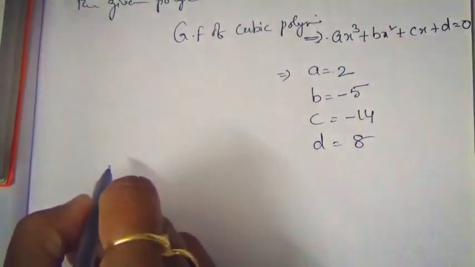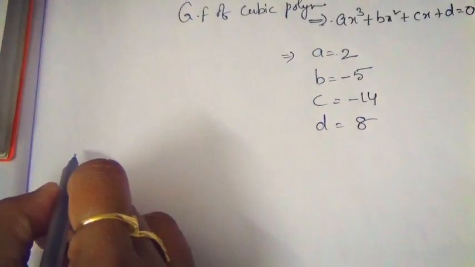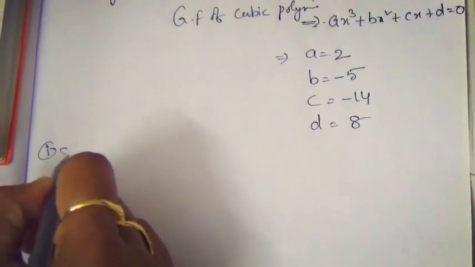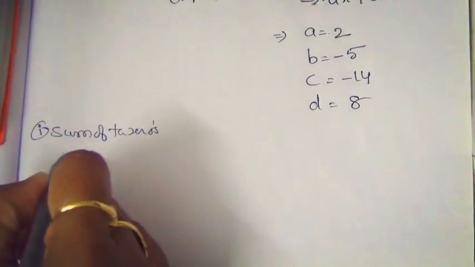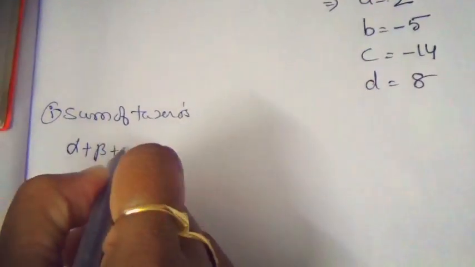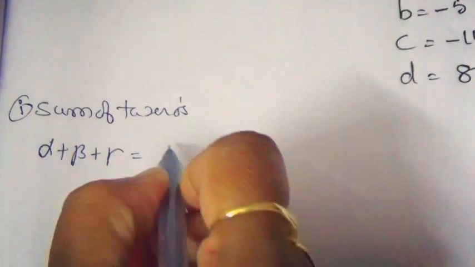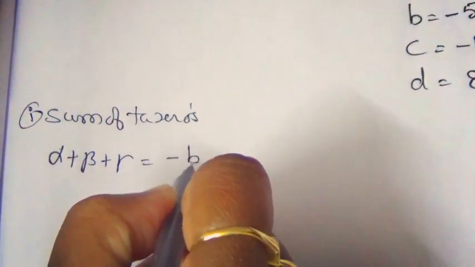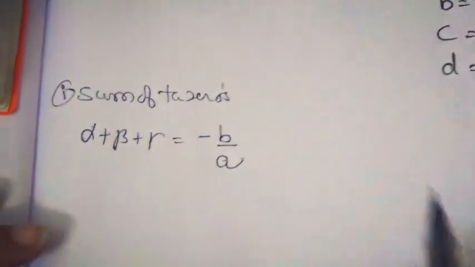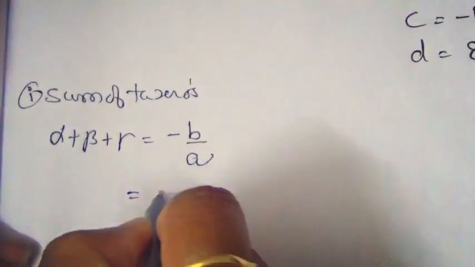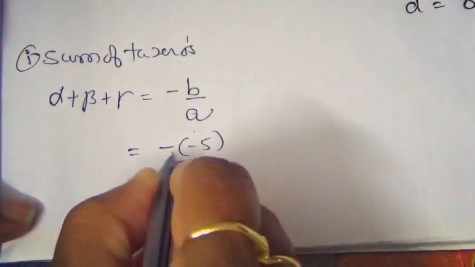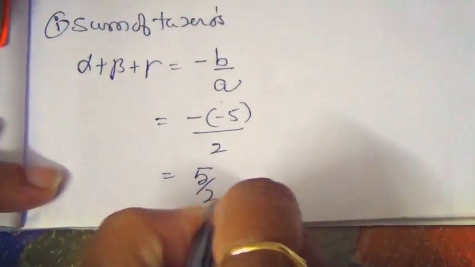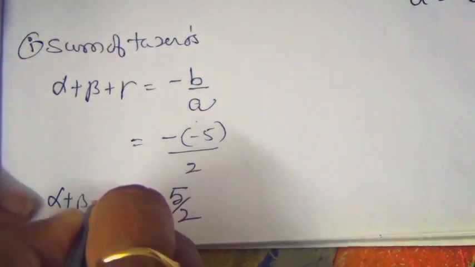How do we find the relationships? By using these formulas. We have 3 formulas. The first one is the sum of the zeros. Alpha plus beta plus gamma is equal to minus b by a. That is minus, b is minus 5, by a which is 2. Minus of minus, plus 5 by 2. It is the sum of the zeros of the polynomial.